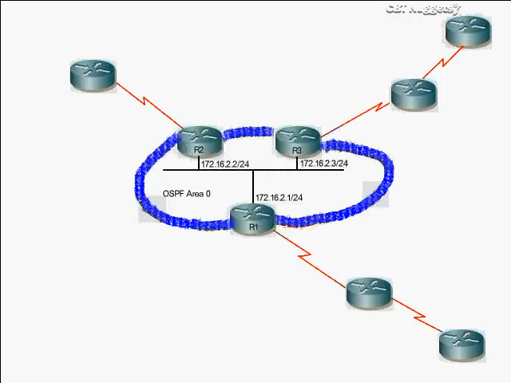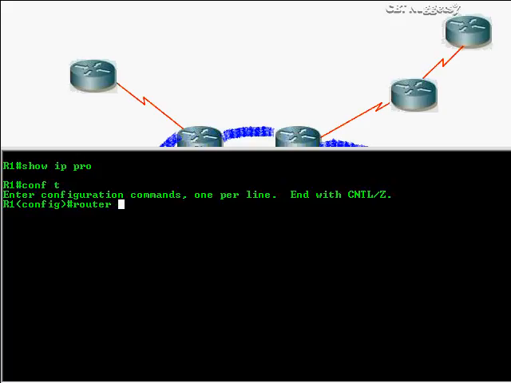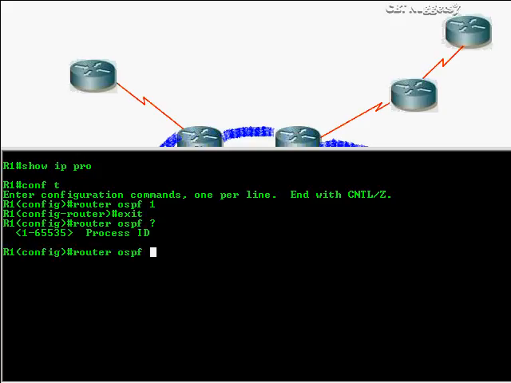I'm going to start on router 1 and get my prompt up here. And I'm just going to do a show ip protocols just to show there are no routing protocols running right now. And I'll get into global config mode and type in router ospf 1. Router OSPF, and the number is a process ID.